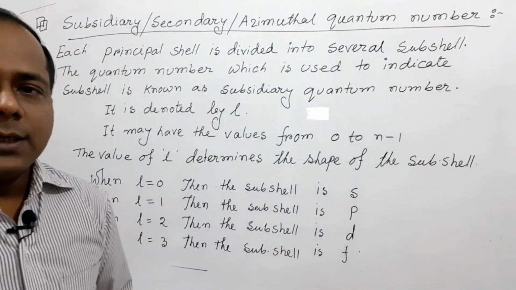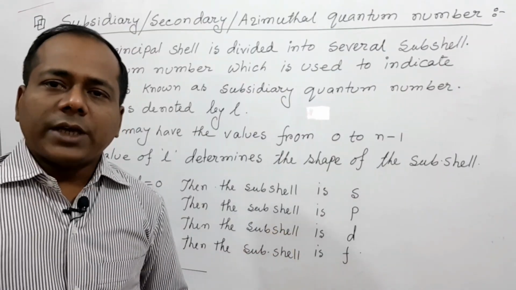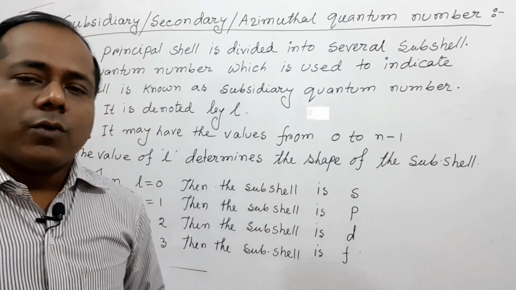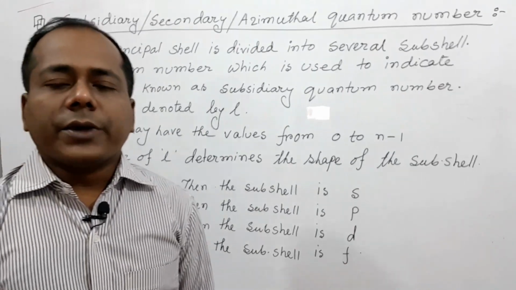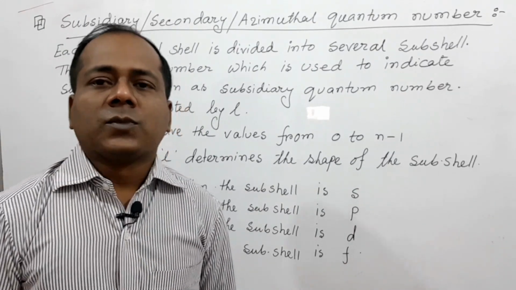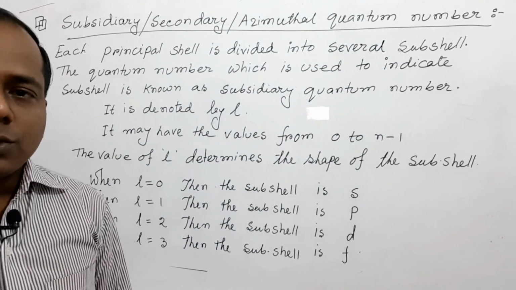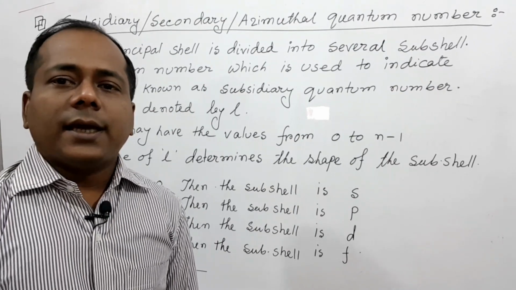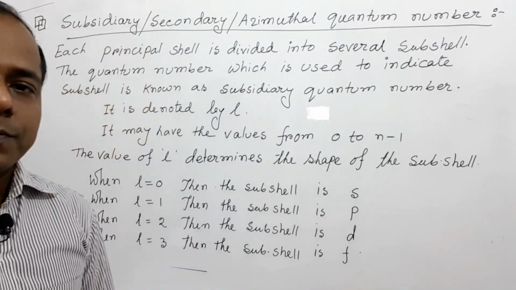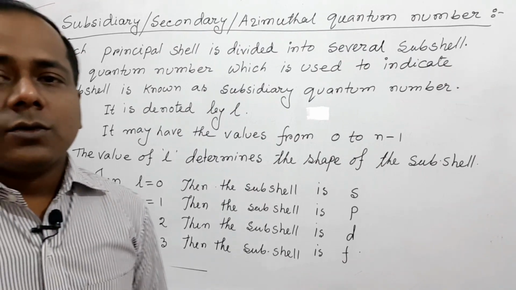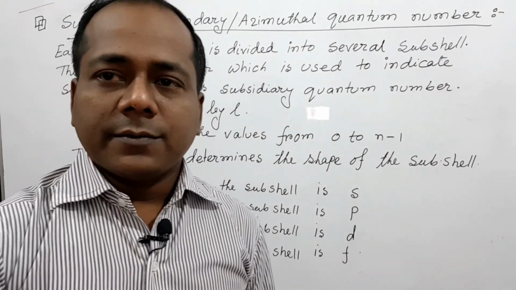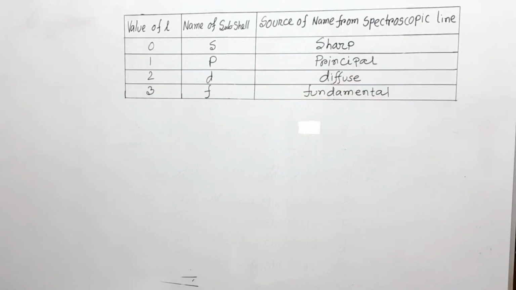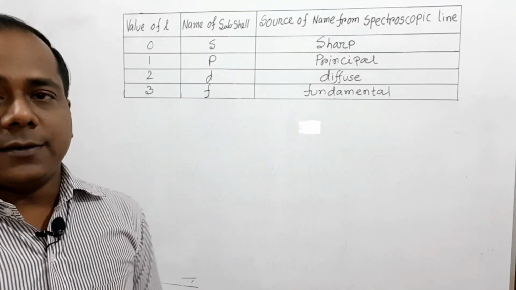That means when L equals 0, then we get subshell S. When L equals 1, then we get subshell P. When L equals 2, then we get subshell D, and when L equals 3, then we get subshell F.